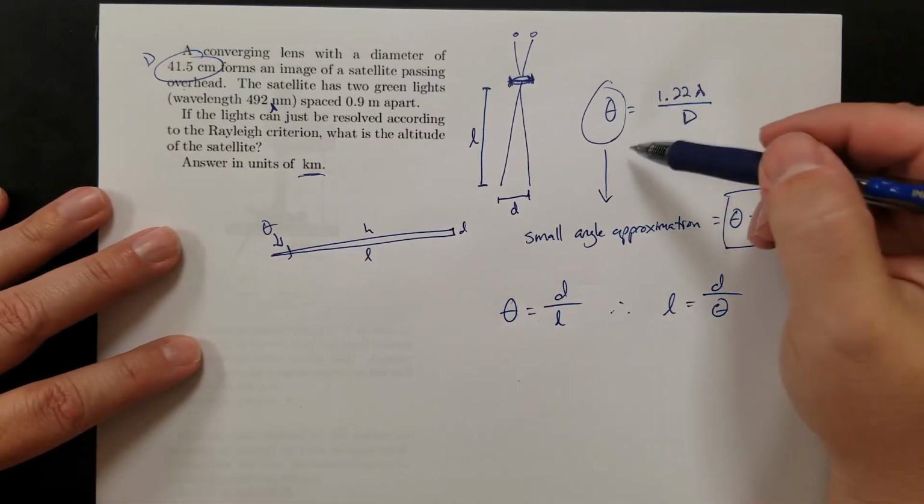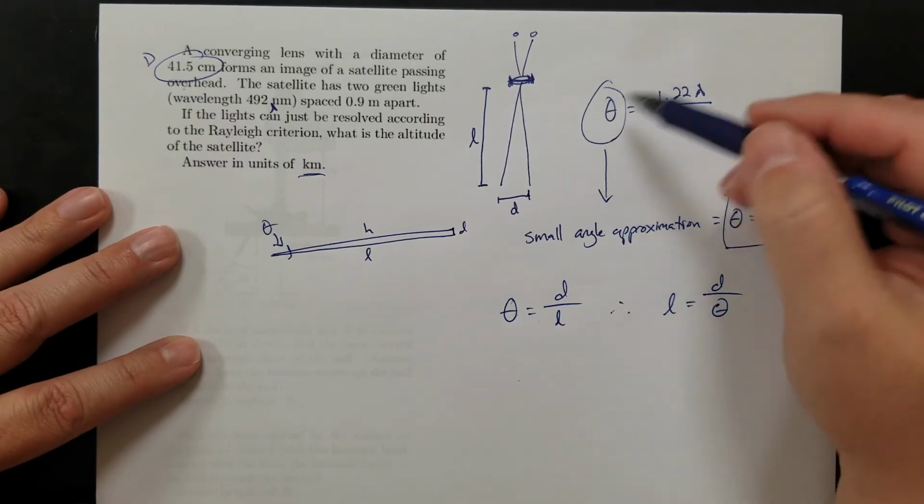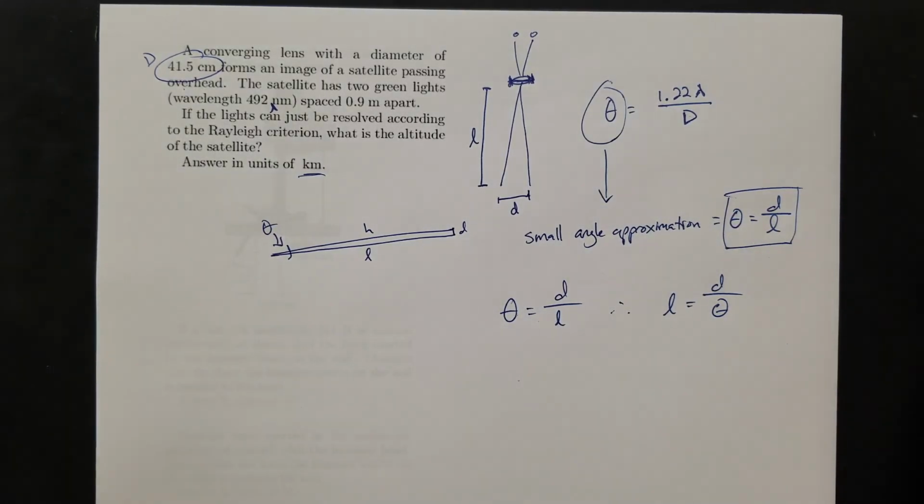Not that bad. Rayleigh criterion, right? We just have to solve for the angular separation here, and then take that and use the small angle approximation to figure out how far apart they are.